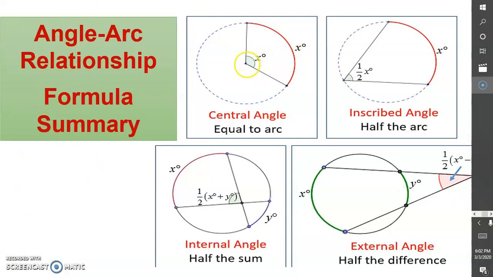When an angle is formed at the center, it's exactly the same measure as the arc. When an angle is formed on the circle, it's about 1/2 of the intercepted arc. When an angle is inside the circle but not at the center, it is 1/2 of the sum of the arc in front of it and behind it. If the angle is outside the circle, then it's going to be 1/2 of the big arc minus the smaller arc. Okay?